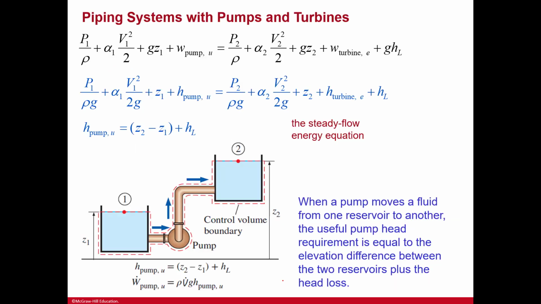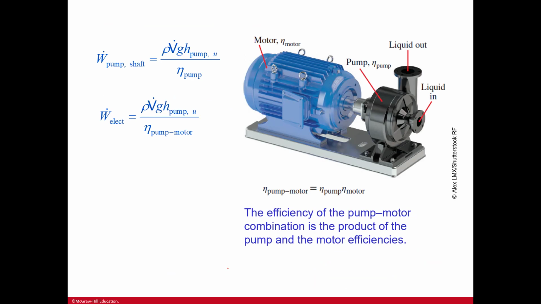So piping systems with pumps and turbines, we have here the steady flow energy equation. When a pump moves a fluid from one reservoir to another, the useful pump head requirement is equal to the elevation difference between the 2 reservoirs plus the head loss. Here, so you see the elevation difference plus the head loss. Here you've got the work rate of a pump and the shaft work associated, and then the electrical as well. And the efficiency of the pump-motor combination is the product of the pump and the motor efficiencies.